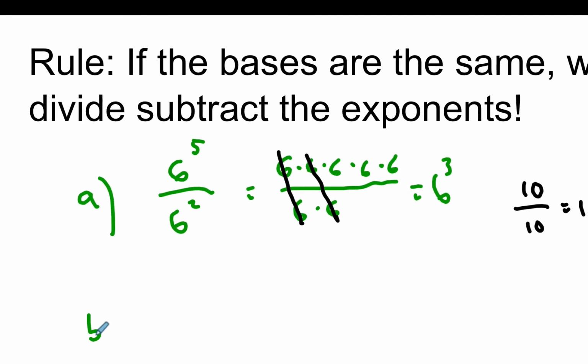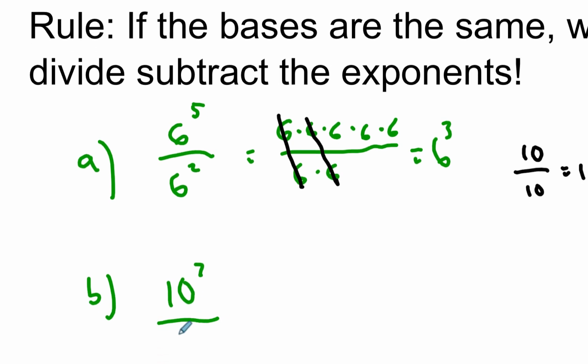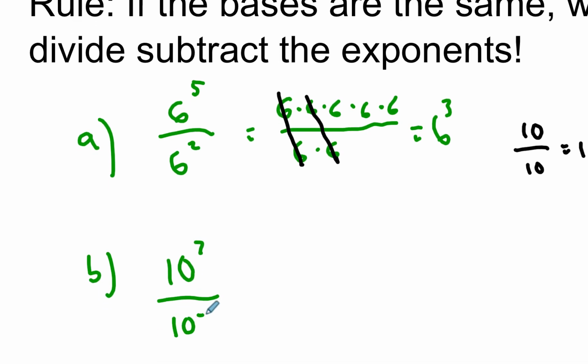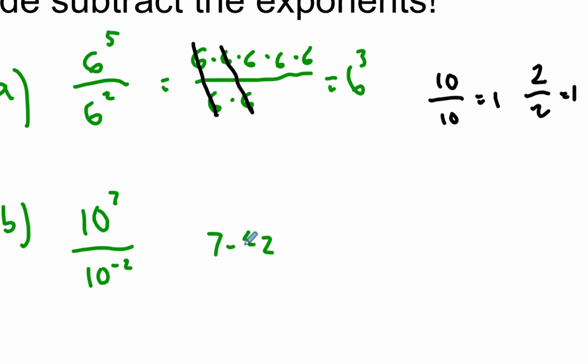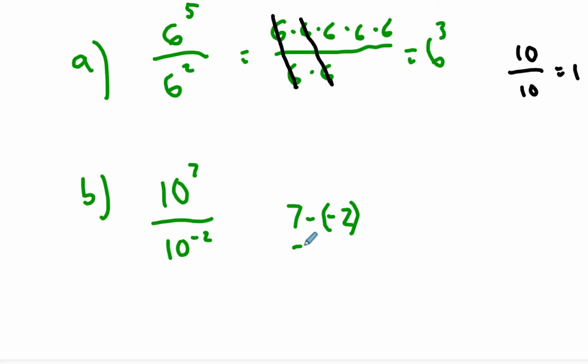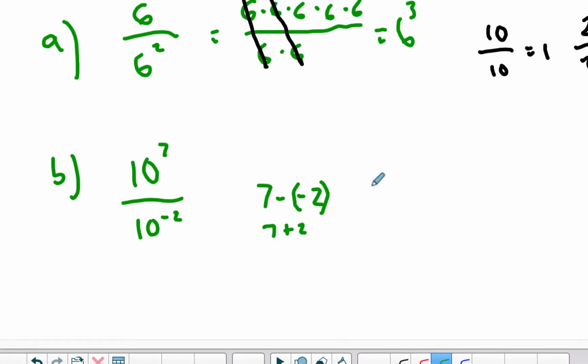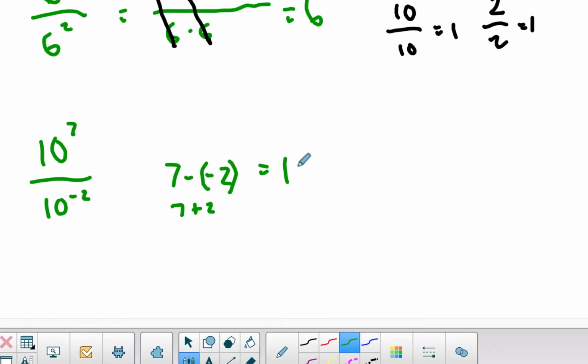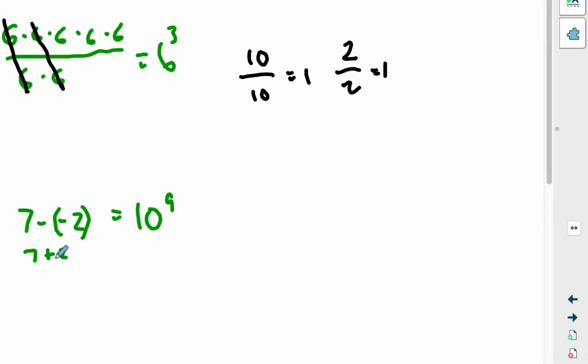Let's look at another example. Example B. I'm going to get a little trickier here. If we have 10 to the 7th divided by 10 to the negative second, not the positive second, what you're going to notice is I subtracted up here. So we have to subtract 7 minus negative 2. This goes back to adding and subtracting integers. You have to add the opposite. So 7 plus positive 2. Believe it or not, you're going to have 10 to the 9th power. That's a very big number. Hopefully you grow up and have that much money. 10 to the 9th power.